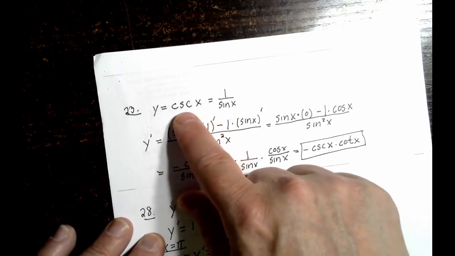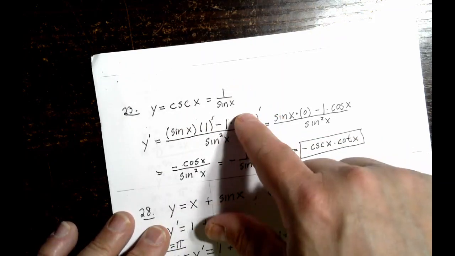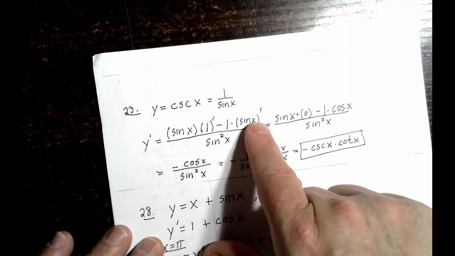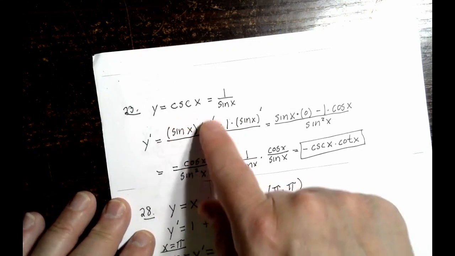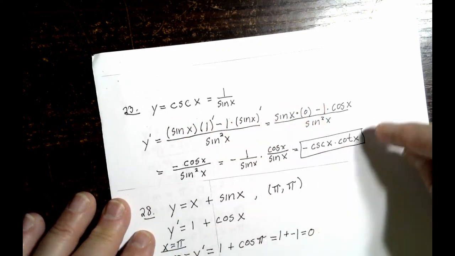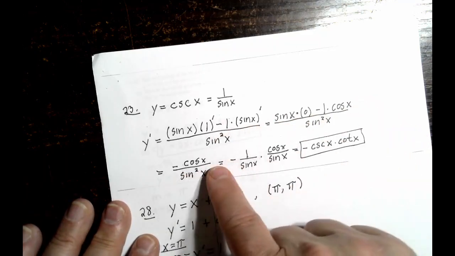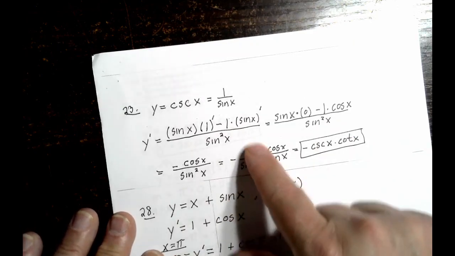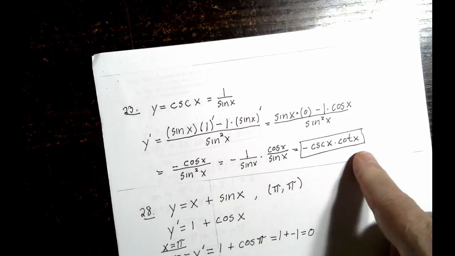Alright, so this one, cosecant is 1 over sine, and so you can think of it as a quotient rule. So it's sine, derivative of 1 minus 1, derivative of sine over sine squared. Well, the derivative of 1 is 0, so this first part goes completely away. But the second part is negative 1 times cosine, which is negative cosine over, and the bottom is sine squared. 1 over sine is cosecant, and cosine over sine is cotangent, so there you go.